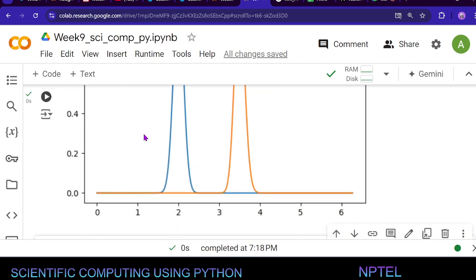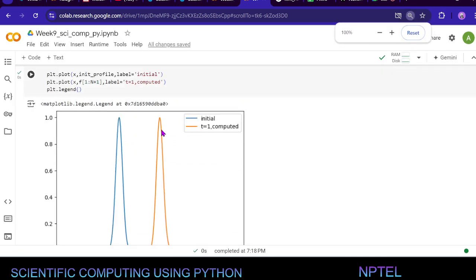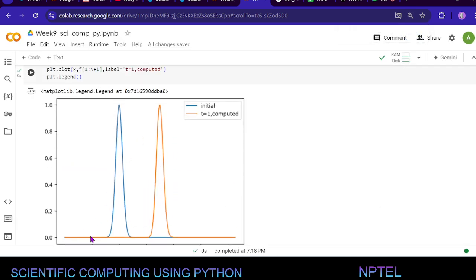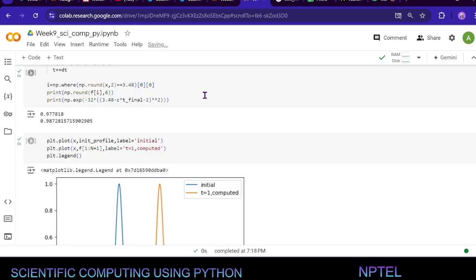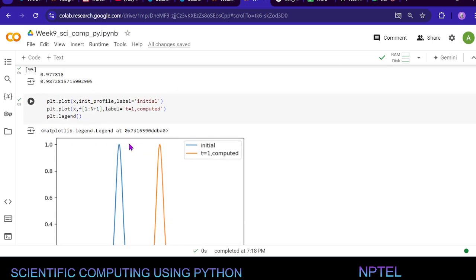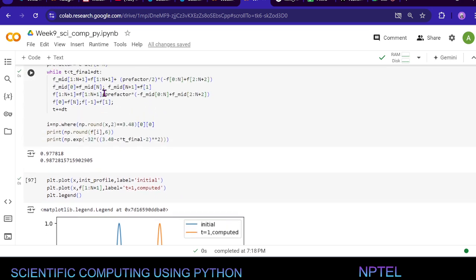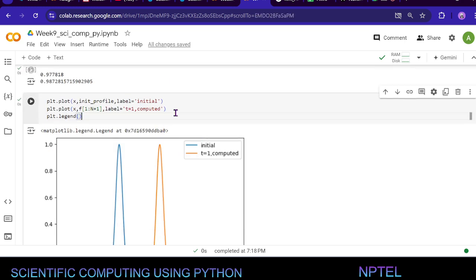Okay, so we have a wave. This is the initial one and it was moving with some positive speed, so it came here. Okay, and in fact we can check, we can use the analytical solution, which is this, right?